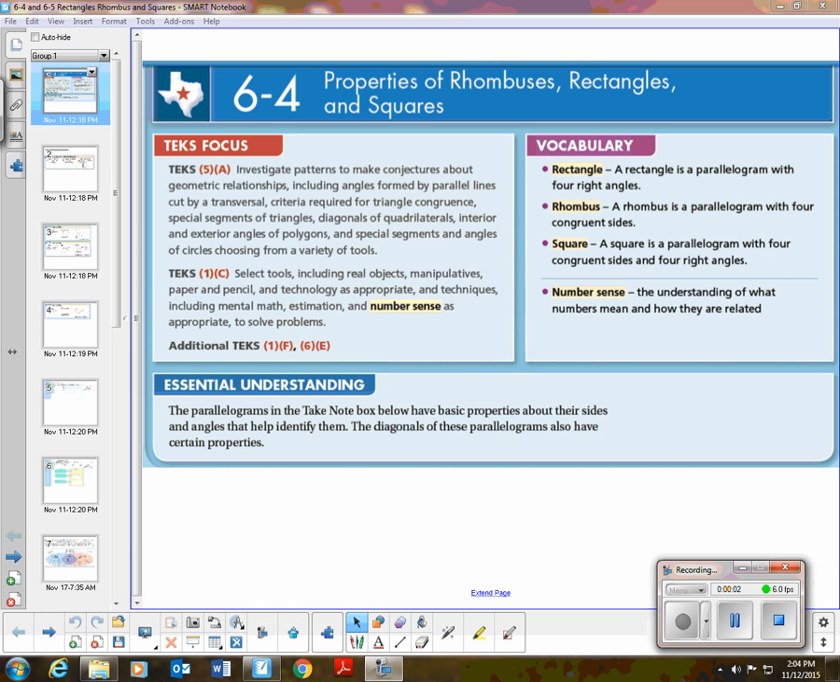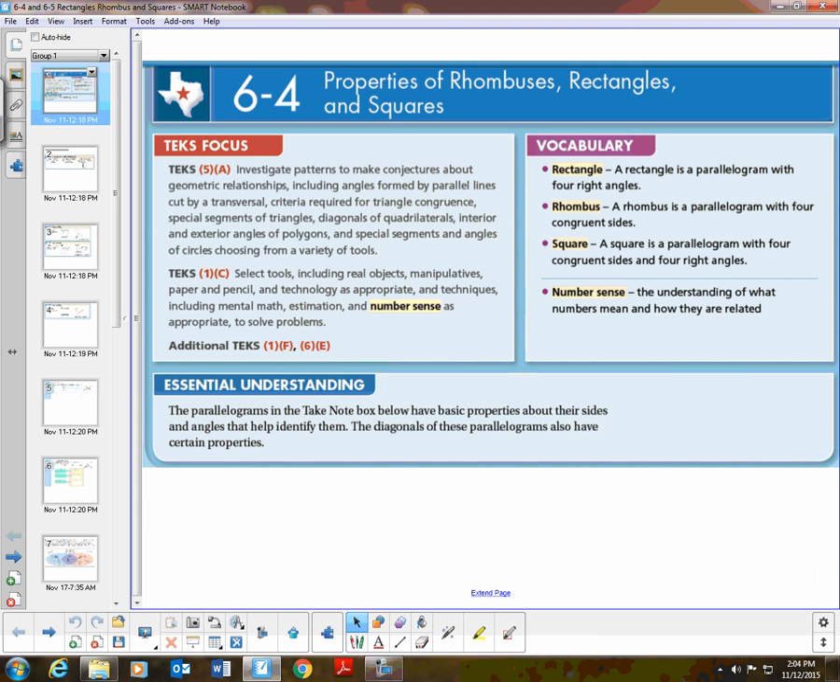Welcome to Geometry for AP. Today we're going to do a lesson about rectangles, rhombuses, and squares.